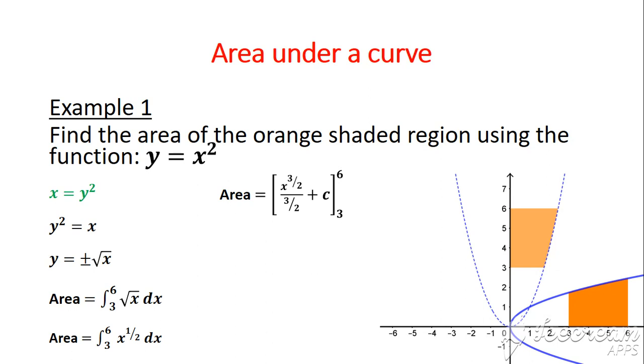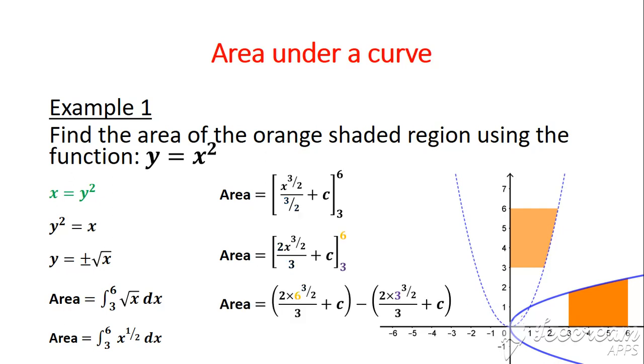Let's add 1 to the power of a half to get 3 halves and divide by the power of 3 halves. Remember, when we divide by 3 halves, we multiply by the reciprocal. So the 2 will come up to the top and the 3 will stay on the bottom of the fraction. So we end up with 2 times x to the power of 3 halves divided by 3 plus c between the boundaries of 6 and 3.